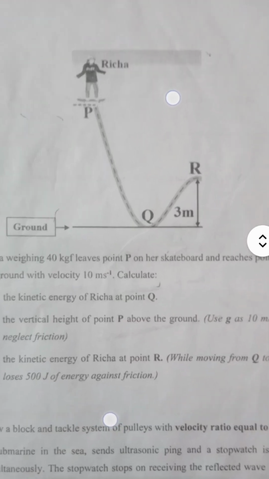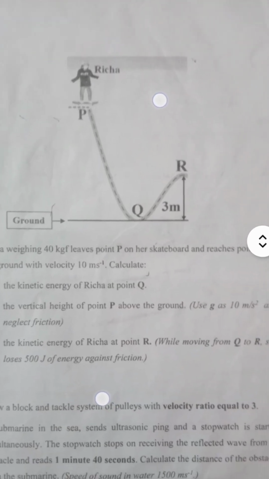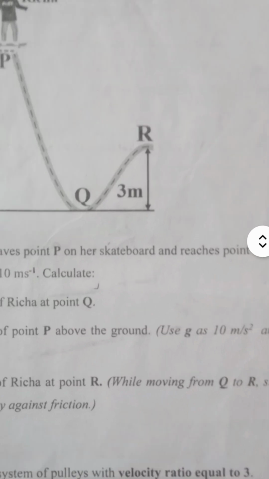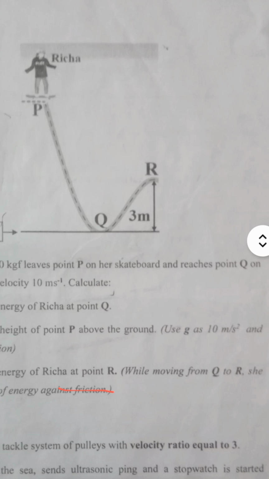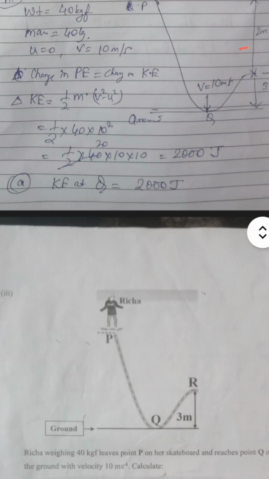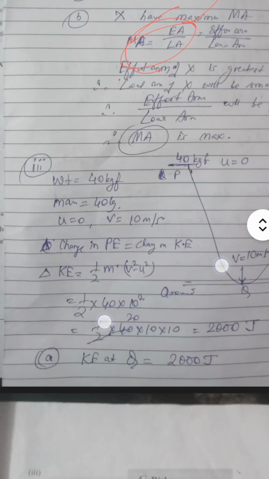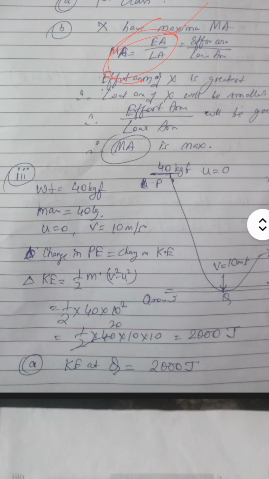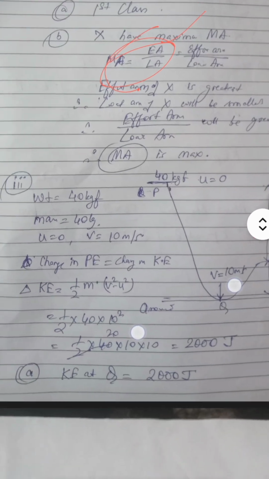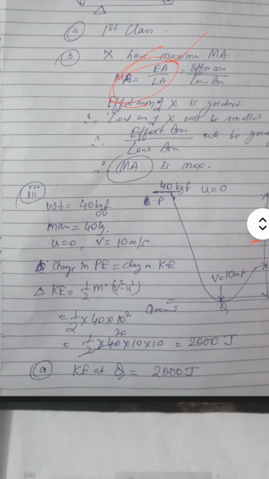A teacher weighing 40 kg leaves point P on a skateboard and reaches point Q on the ground with a velocity of 10 meter per second. Calculate the kinetic energy of the teacher at point Q. So this calculation we have done. So we got the kinetic energy at Q is 2000 joule.